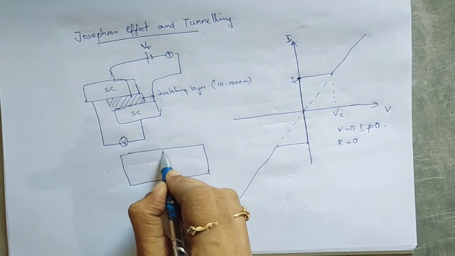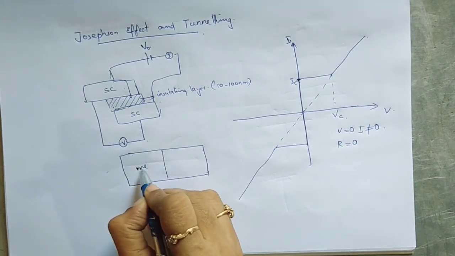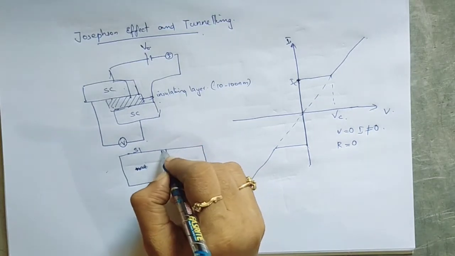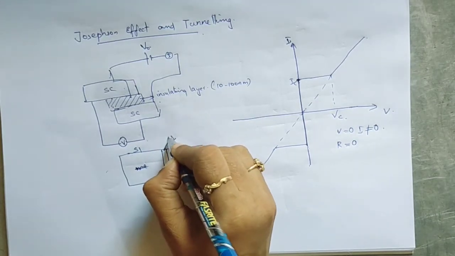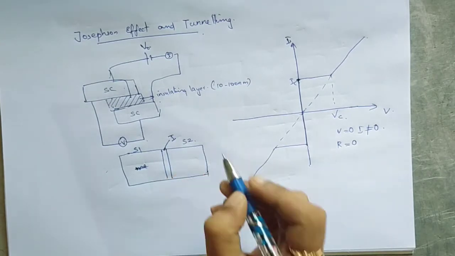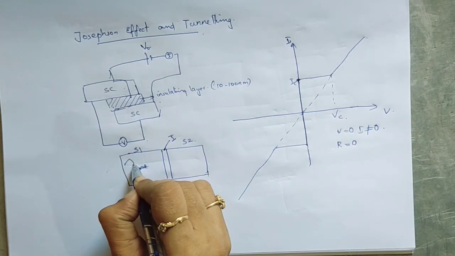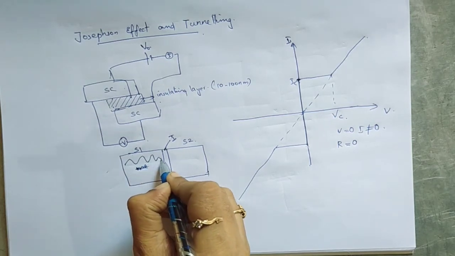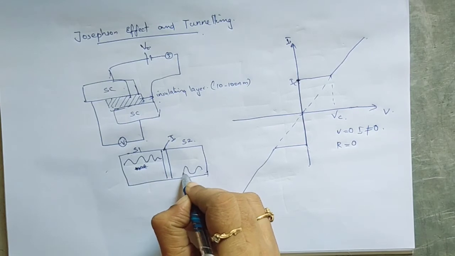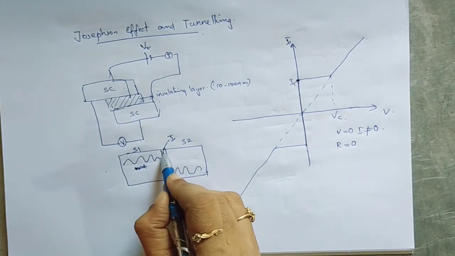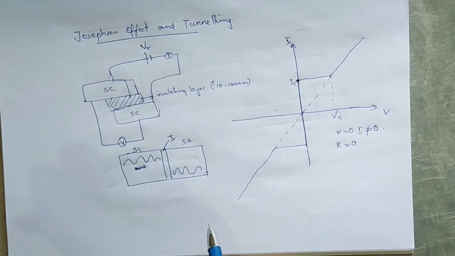See, this is the superconductor S1. This is the thin layer of the insulator I. And now another superconductor S2. Now the wave function, we will explain in terms of this. Suppose this electron has a wave function here, and here also the electron has a wave function. This is the thin layer of the insulating layer.